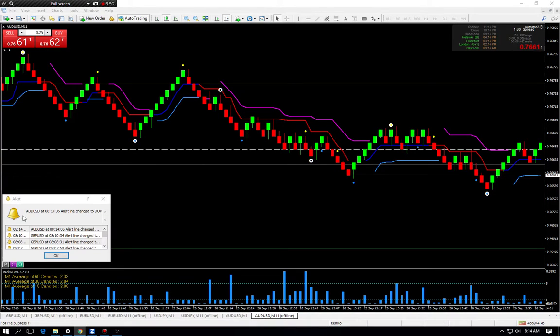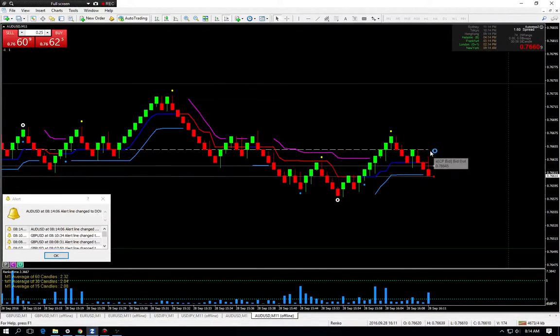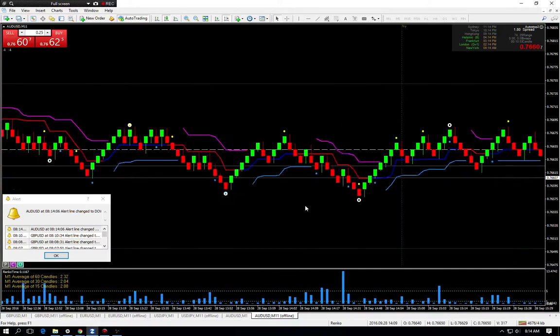Okay, so here's what the alerts look like. AUD USD alert line changed to down. So if we look over at AUD USD, basically what that means is up here. You can't see it yet, but it changed to down and down. Let's go back to here. I was on this one.